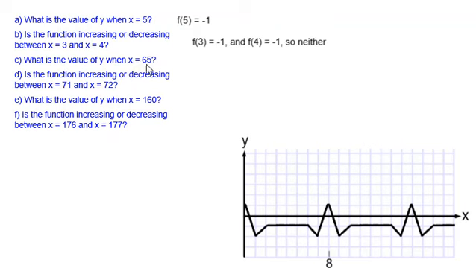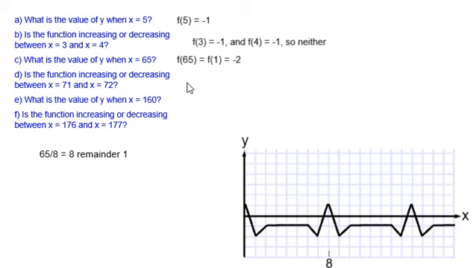So for instance, when x equals 65, I do 65 divided by 8, and I get 8 with a remainder of 1. And that means that that portion of my periodic function is going to be behaving the same as the portion at x equals 1. So I can say that f(65) is equal to f(1), and that is going to have a y value of -2. I've answered my question.